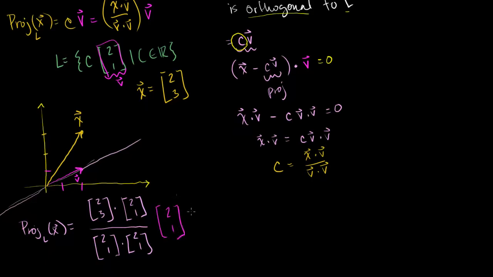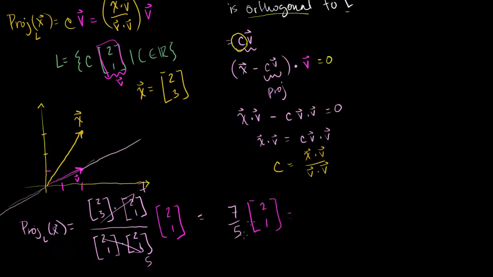And what does this equal? When you take these two dotted with each other, you have 2 times 2 plus 3 times 1. So 4 plus 3, you get 7. And then for this you get 2 times 2 plus 1 times 1. So 4 plus 1 is 5. So you get 7/5. That was a very fast simplification. You might have been daunted by this kind of strange-looking expression, but when you take dot products, they actually tend to simplify very quickly. And then you just multiply that times your defining vector for the line. So we're scaling it up by a factor of 7/5. So multiply it times the vector 2, 1.